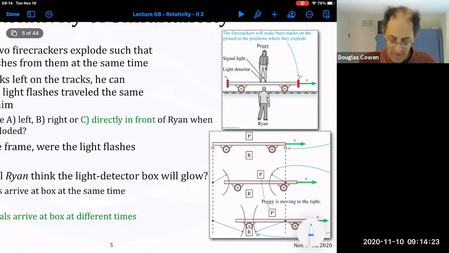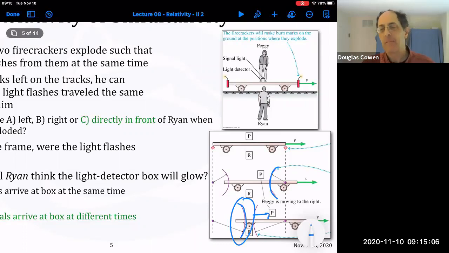That's depicted by these two light flashes arriving at this little box R for Ryan at the same time. And if that's the case, and this train is moving to the right, then the light box is going to see the light pulse from the right firecracker first. And then sometime later, it's going to see the light pulse from the second firecracker. Notice that this bottom part of the figure shows that the light pulse from the left firecracker hasn't yet reached Peggy. You have to let the clock run a little bit further before this pulse actually goes past the light box, and the light box detects it. So the light box will detect the right pulse first, and sometime later, the left pulse.